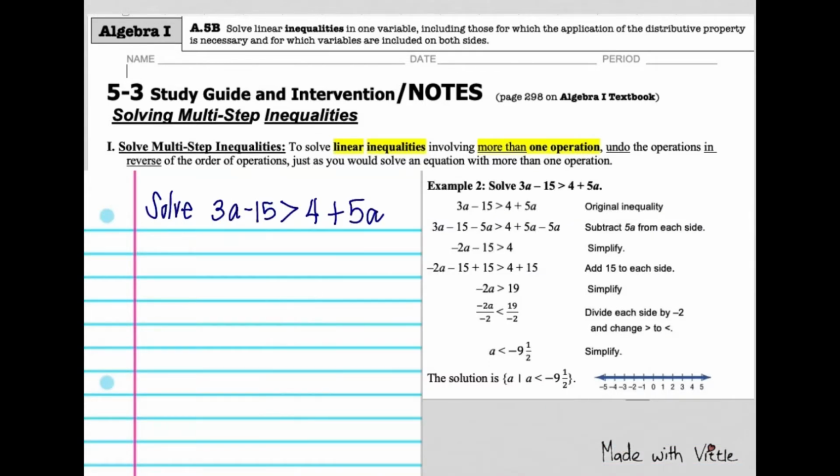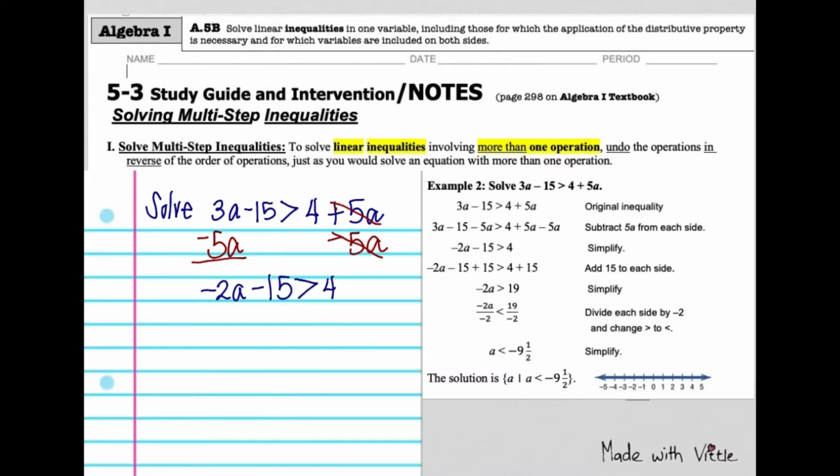Next, let's solve 3a minus 15 is greater than 4 plus 5a. We are trying to cancel the plus 5a. That's why we're doing the opposite of it, which is minus 5a. You have to do the same thing on the other side. So this cancels out because they're opposites. While 3a minus 5a, they're different signs, so that's going to be negative 2a. Bring down the rest of the inequality.